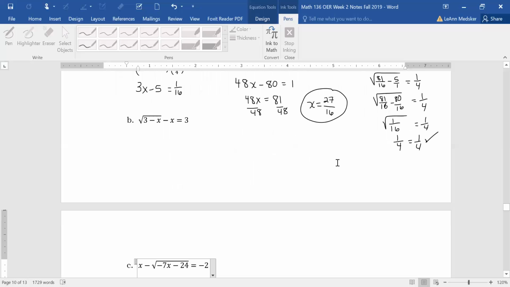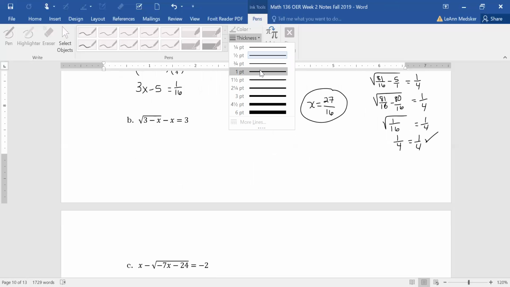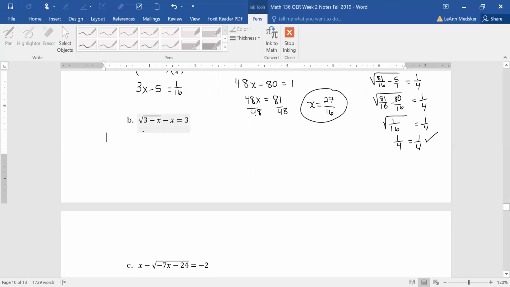Part B is a slightly more advanced problem. This is one where we have an x over here on the left side that we need to move first because it is keeping us from being able to isolate that radical. So I'm going to add that x to the other side first. So I have x and then a +3, because remember the x moved over and became positive. We're going to square both sides to get rid of the square root.